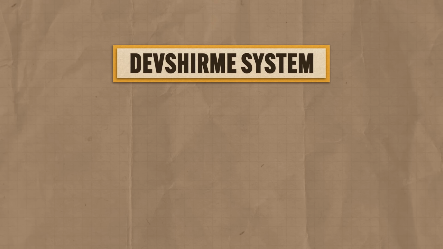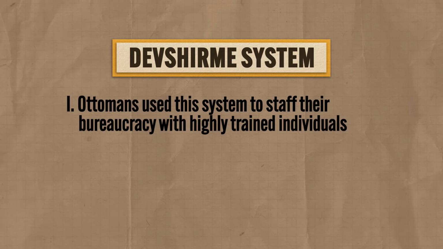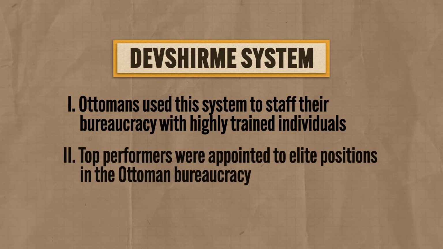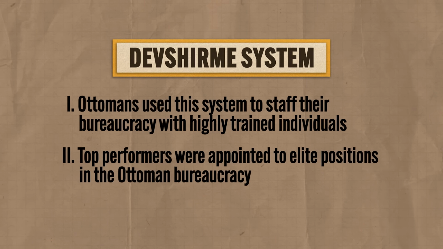Anyway, for rulers who wanted to maintain control of their empires, bureaucracies were the way to go. For example, the Ottomans used the Devshirme system to staff their bureaucracy with highly trained individuals. And this went hand in hand with their whole invade the Balkans and enslave Christians thing, because many of those Christians converted to Islam and were sent to Istanbul for education and training. And afterward, the top performers were appointed to elite positions in the Ottoman bureaucracy, and because of their extensive education and training, not only were they wise administrators, but they were also loyal to the Sultan.